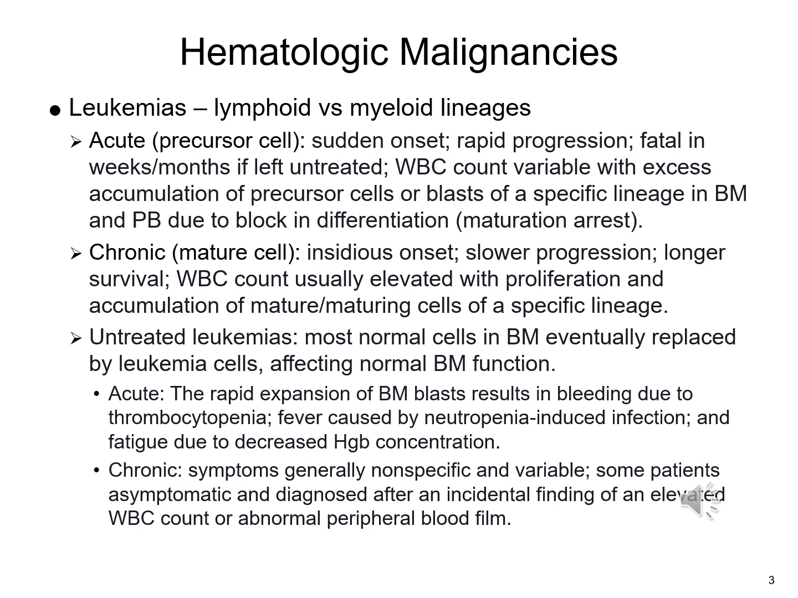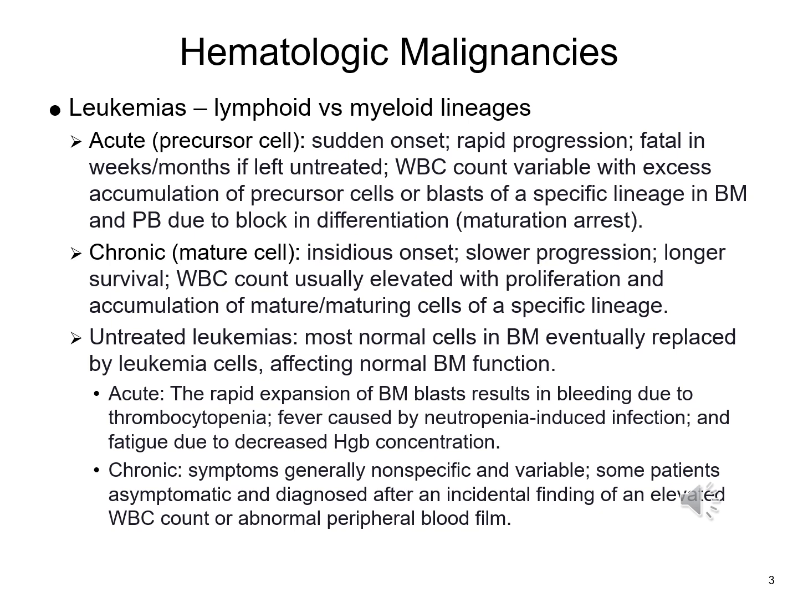Chronic leukemias will affect your mature cells, so they have a gradual onset with slower progression. Patients that have a chronic form of leukemia are going to have a longer survival. The white blood cell count is typically elevated, with a proliferation and accumulation of mature or maturing cells of one particular lineage. If leukemias are left untreated, most of the normal cells within the bone marrow will eventually be replaced by the leukemia cells, so it affects your bone marrow function.